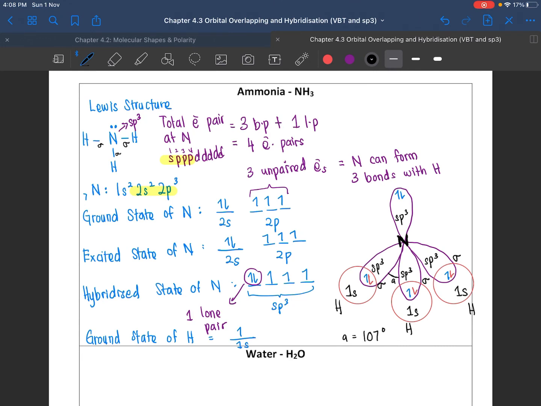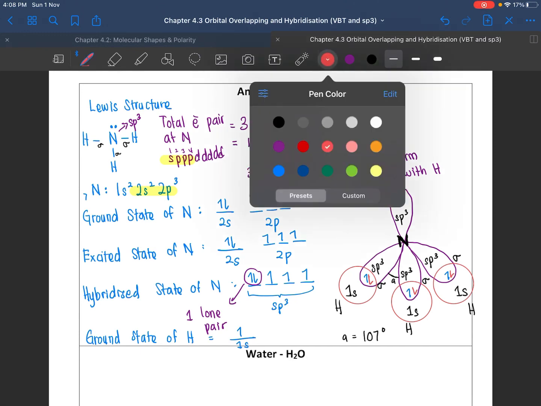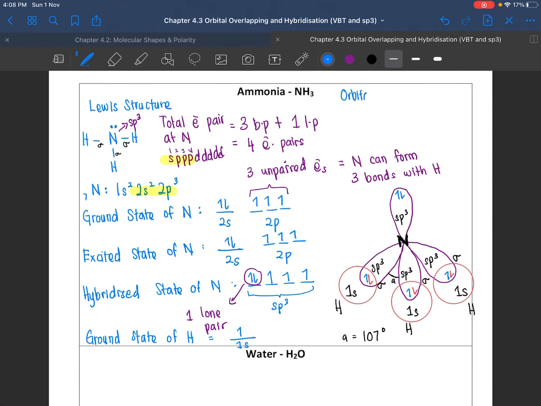Ataupun, kalau untuk ammonia, kamu kena hafal dia punya angle yang sebenar, yang lebih tepat, iaitu angle for ammonia adalah 107 degree. Okay, and then ada dua benda lagi yang kita belum tulis, iaitu yes, we need to write dia punya orbital arrangement dan juga molecular geometry. Alright, since tak cukup ruang, so saya akan tulis dekat atas ni. Orbital arrangement. Okay, so orbital arrangement equal to tetrahedral. Tapi, since ada one lone pair, so molecular geometry dia jadi trigonal pyramidal. Okay. So, settle for ammonia.